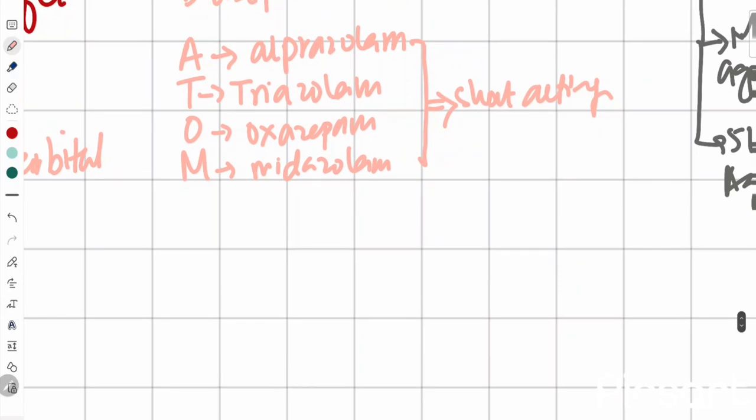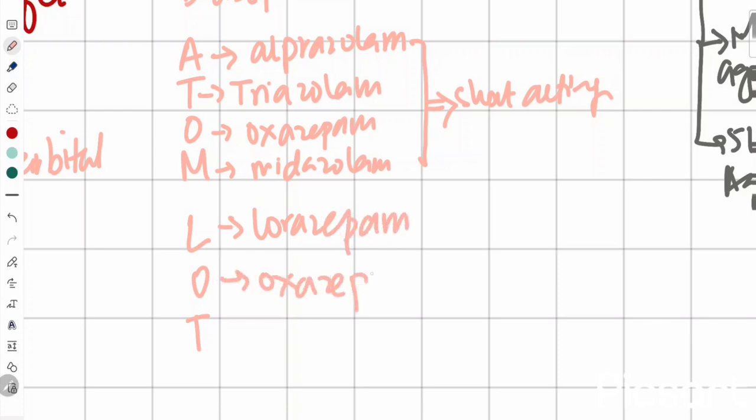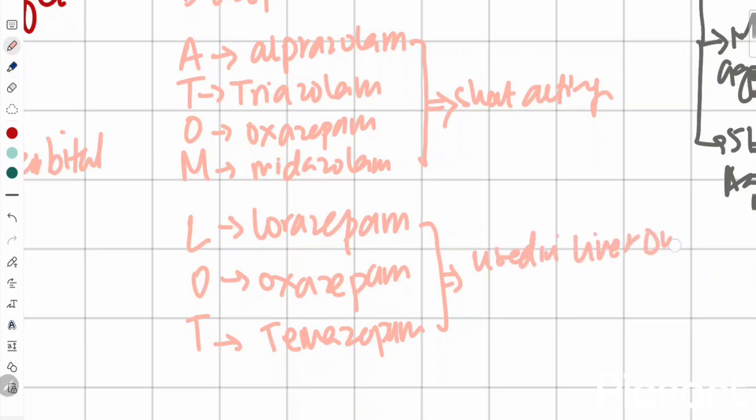And another one is LOT. This is lorazepam, oxazepam, and temazepam. They can be used in liver disease patients because they have very, very, very less first pass effect. Okay, so if you know your basic pharmacokinetics, you know what that means.